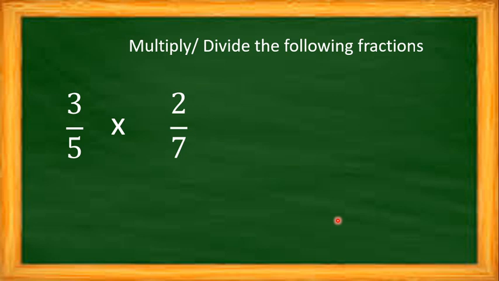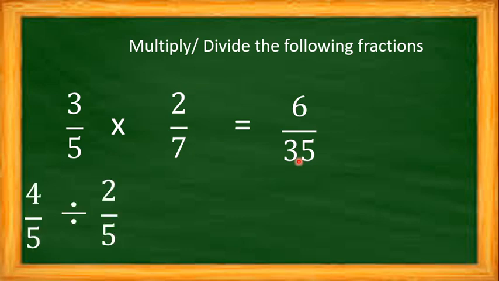In multiplying fractions, you have to multiply numerator to numerator and denominator to denominator, then simplify your answer. So we have here 3 times 2, 6. 5 times 7, we get 35. And since 6 and 35 don't have a common factor, 6/35 is already our final answer.